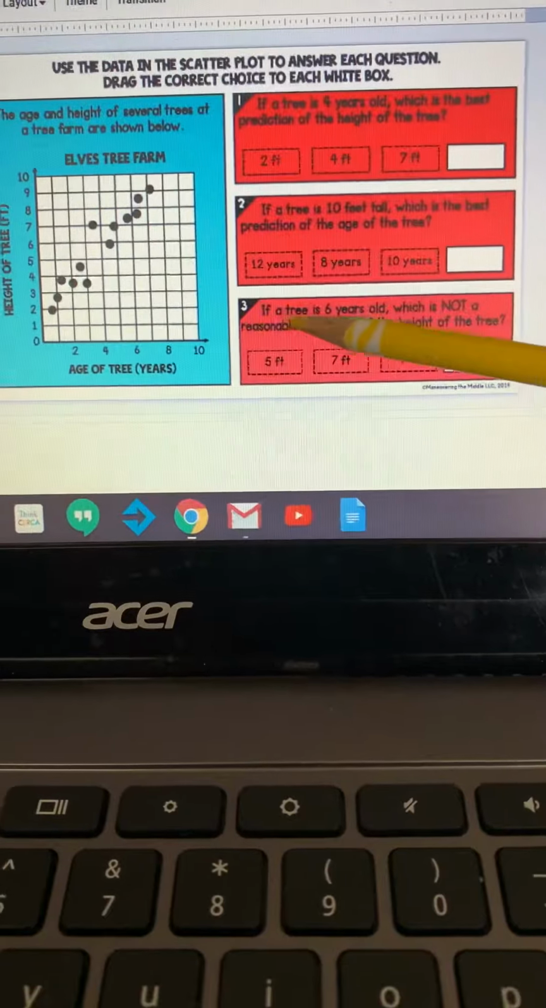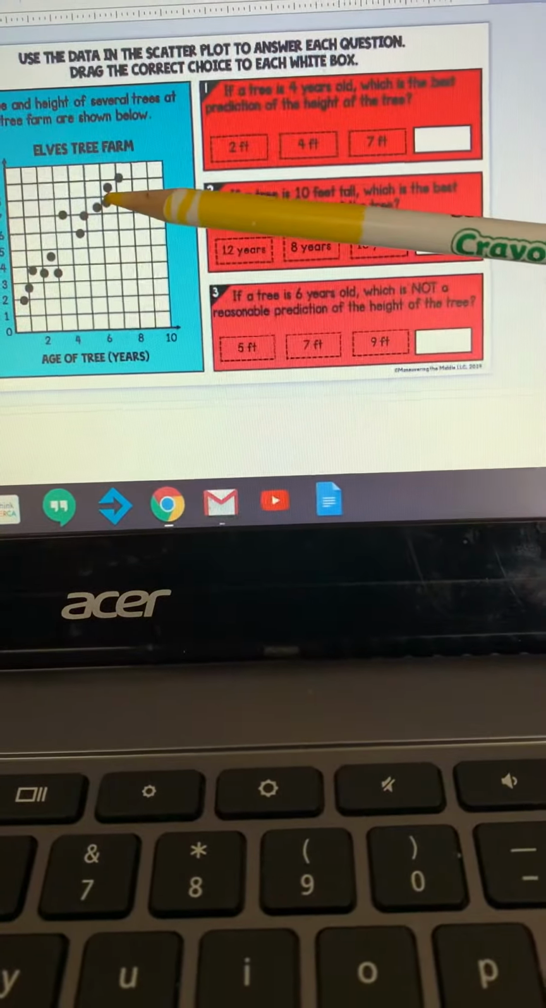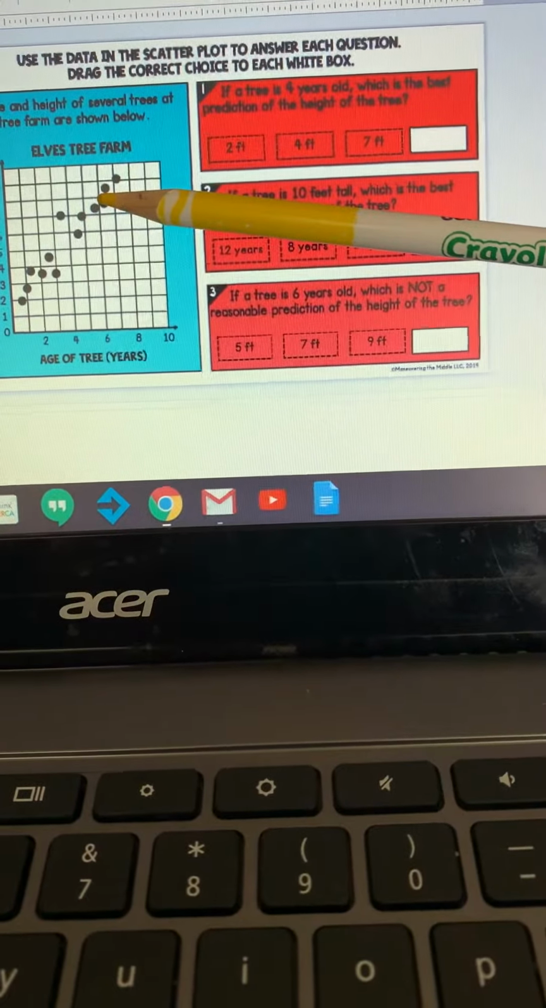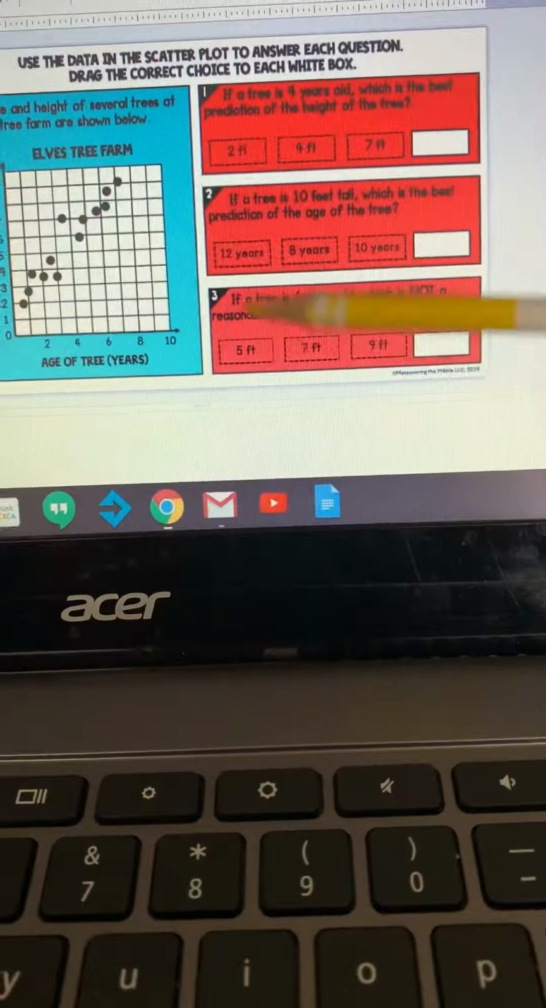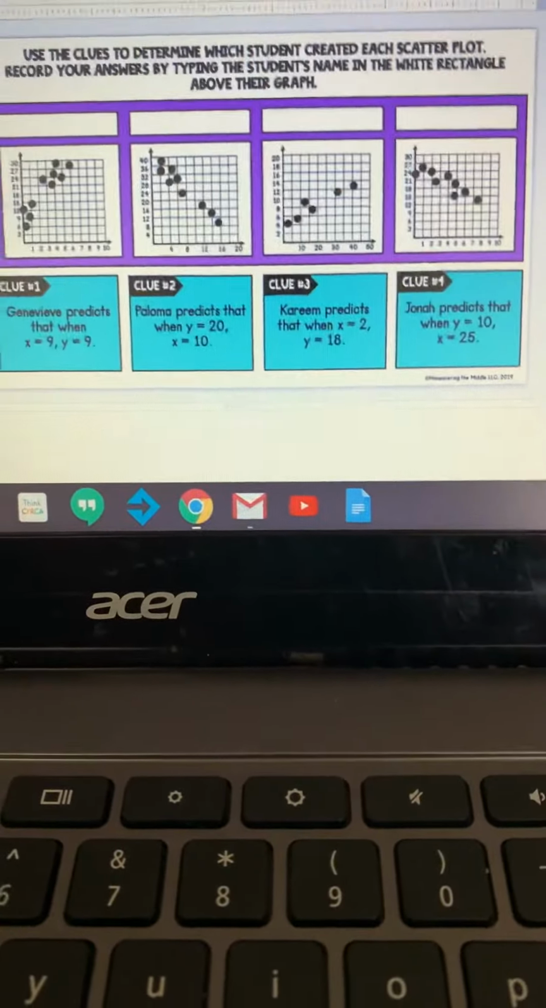And then it says if a tree is 6 years old, which is not a reasonable expectation. So 6, I would say somewhere in the 7 to 8 range. Therefore, 9 could be it, but 5 would be way too low. So 5 is definitely the wrong choice.